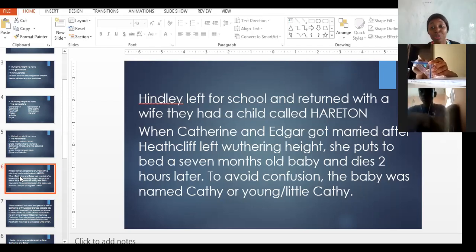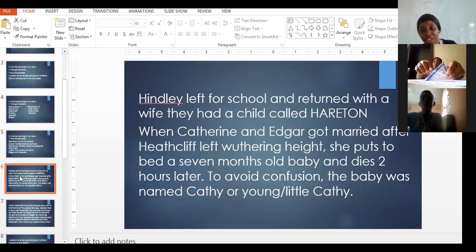Catherine returned to Wuthering Heights, a polished girl, more than what she was before. And so Heathcliff was surprised at the new person she was, and Catherine was also giving him attitude. Eventually, Edgar asked Catherine to marry him.